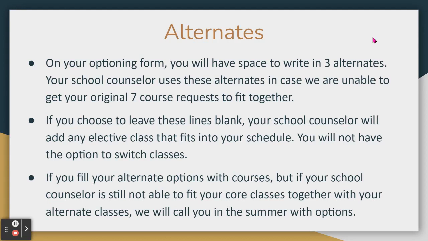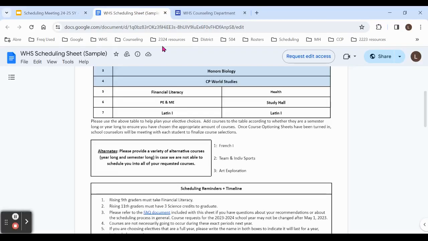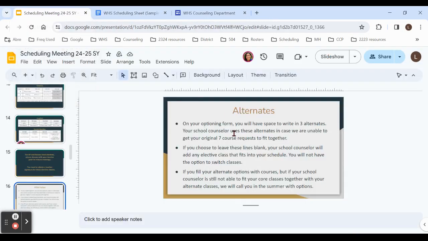On your optioning form, there will be space to write in 3 alternates, and the school counselor will use these alternates in case we are not able to get all of your 7 original periods into your requested schedule. If you do leave these lines blank, the school counselor will be left to make the choice for you, and you may not be able to put in a request to have that changed.